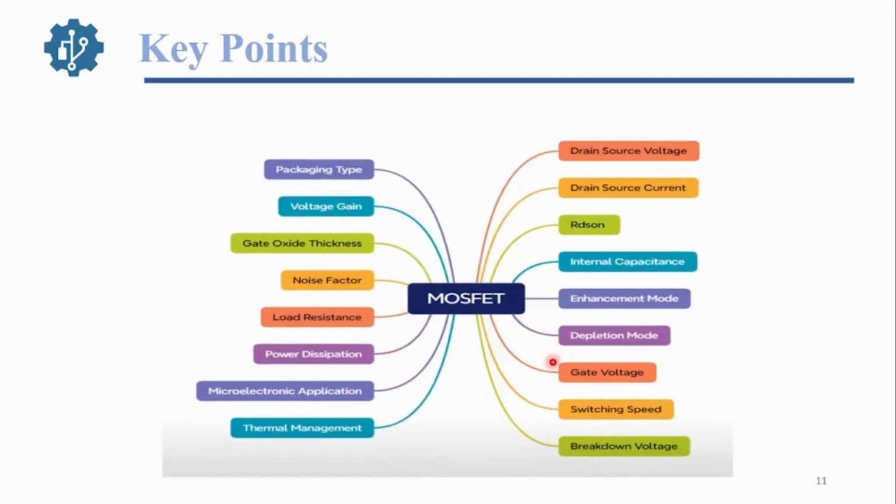Now, these are some key points related to the MOSFET affecting the complete technology file, the complete device structure and the complete behavior of the MOSFET. Basically they depend upon the packaging type, voltage gain, gate oxide thickness, noise factor, load resistance, power dissipation, microelectronics application, thermal management. These are some of the random points related to the MOSFET.